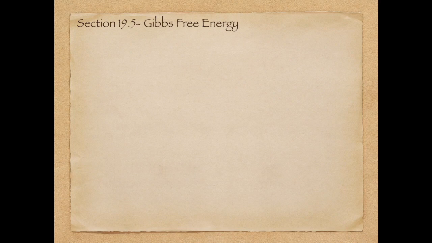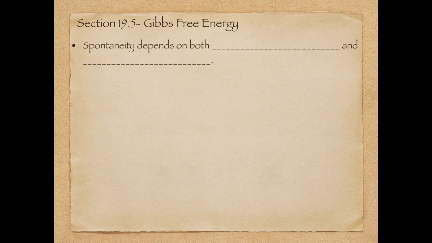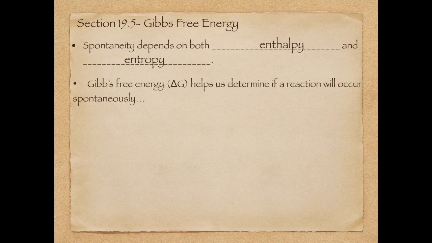Well, it's not as simple as that. Instead, in order to determine if a reaction is spontaneous or not, we need to calculate one more new variable, and that is your Gibbs free energy. Now, spontaneity depends, as we said, on both enthalpy and entropy. It's not one or the other. And so in order to compare these and determine if a reaction is spontaneous, we're going to calculate the Gibbs free energy, which is represented by delta G. Your delta G helps us to determine if a reaction will occur spontaneously.